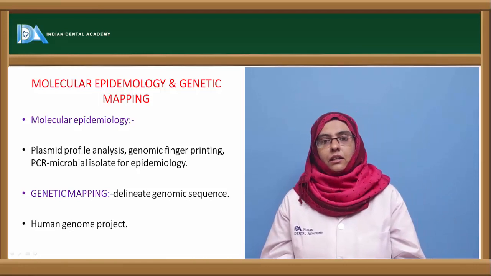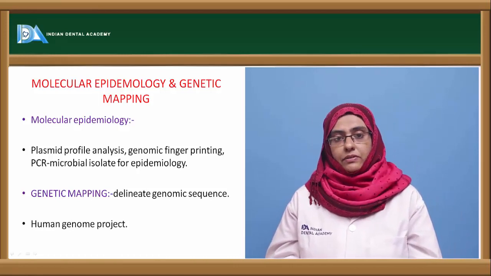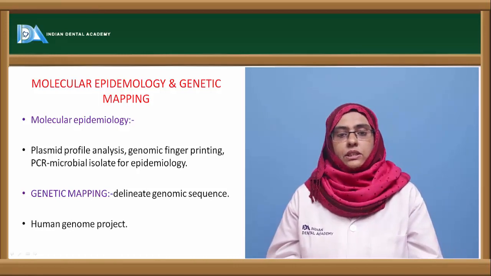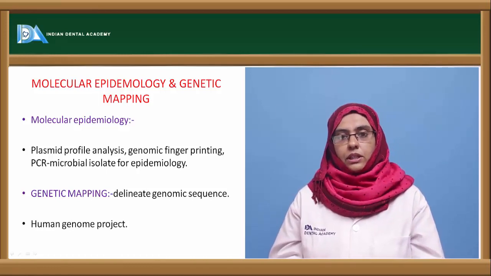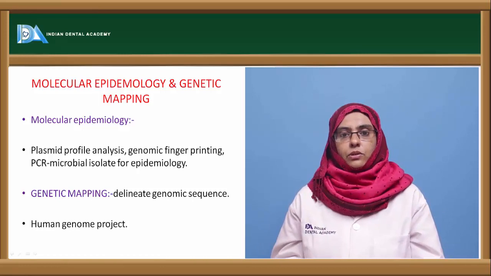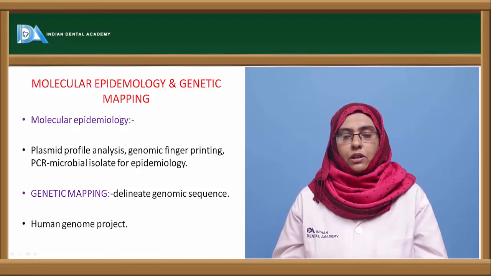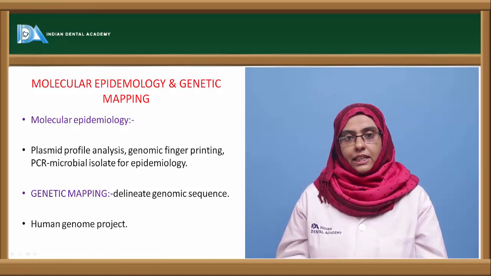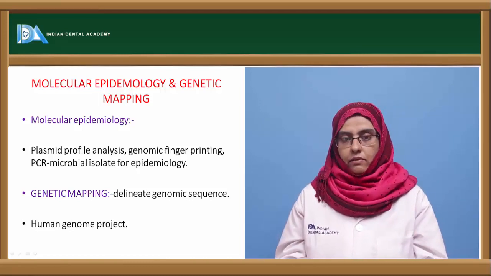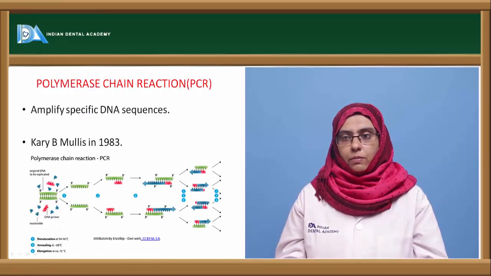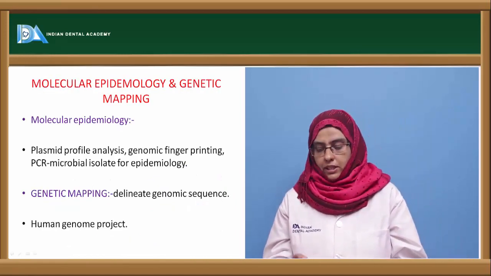Next, another wide application of molecular biology is genetic mapping. With the help of genetic mapping you will know the genetic sequences that are present in an organism or the human. The most important project that has been taken up is to know the complete human genome, the genetic makeup of a human being. That is called the Human Genome Project, and here we can delineate the genomic sequences that are present in a particular DNA molecule. So this is a wide application of molecular biology that helps us to develop different products with the help of recombinant DNA technology.